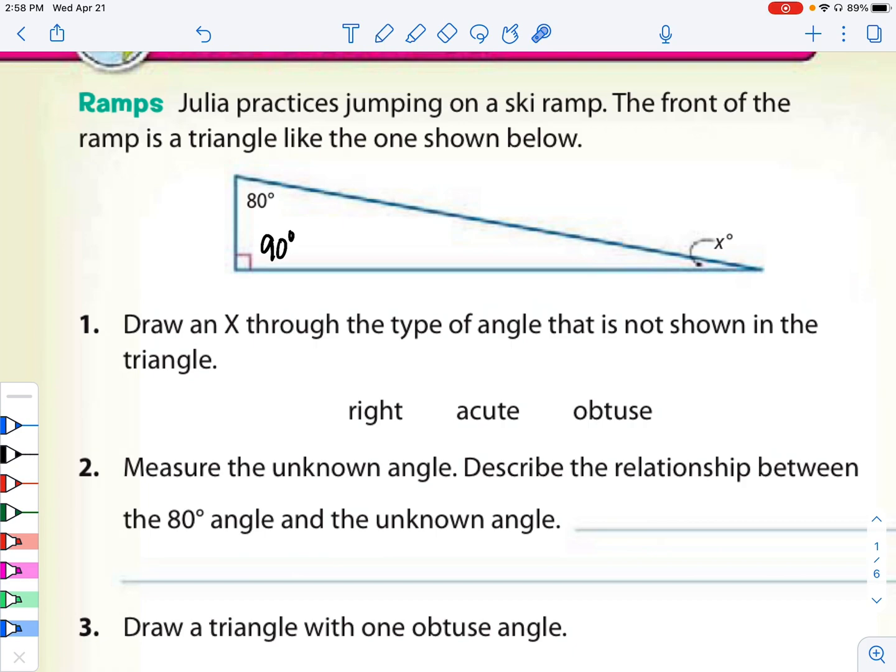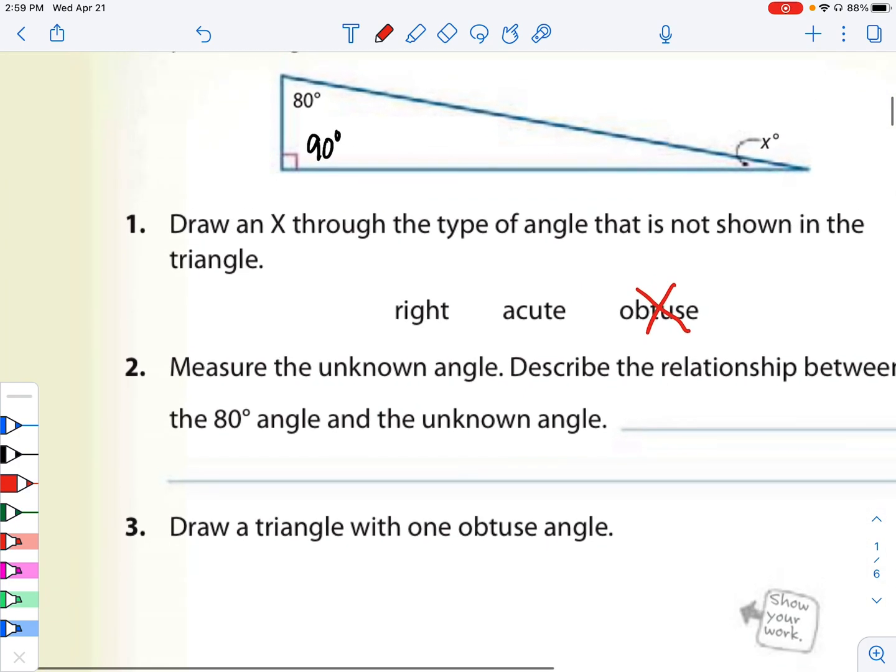So it's asking us to draw an X on the type of angle that is not shown in the triangle. You know that this is less than 90 degrees, so that's an acute angle, so that's shown there. You know that this is a right angle. And since we know that this is also less than 90 degrees, that's also an acute angle. So therefore, the angle that is not shown here is an obtuse angle, because remember what an obtuse angle is. An obtuse angle is an angle greater than 90 degrees but less than 180 degrees.